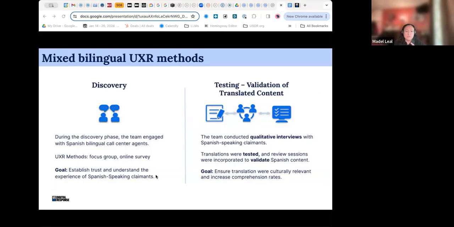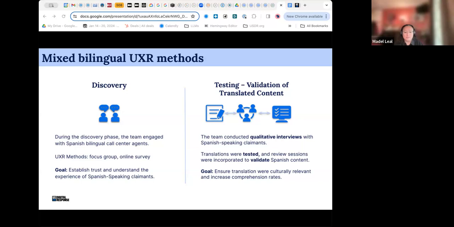We approached this work by implementing mixed bilingual UX research methodologies. In the discovery phase, we actively collaborated with bilingual call center agents. These agents provided valuable insights into the challenges faced by Spanish-speaking claimants when navigating the system.